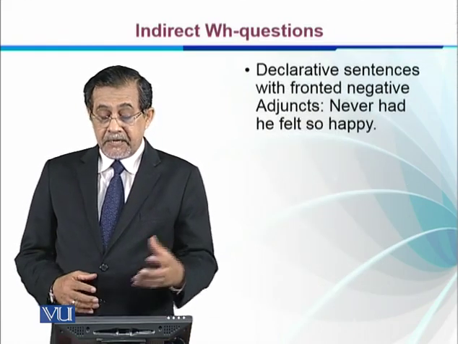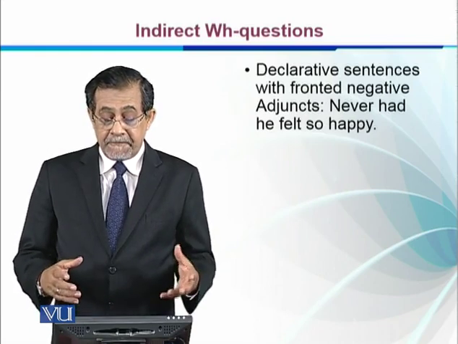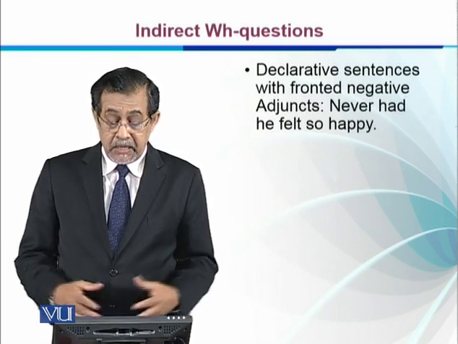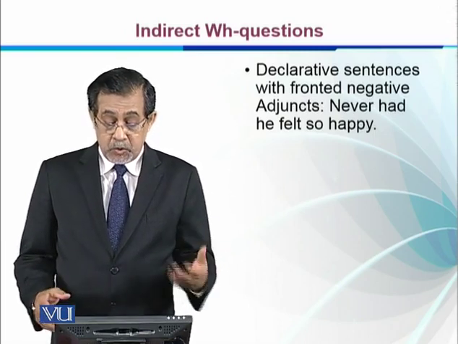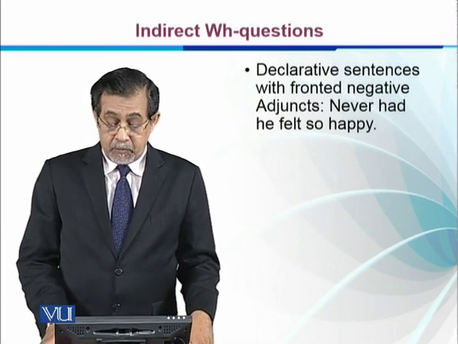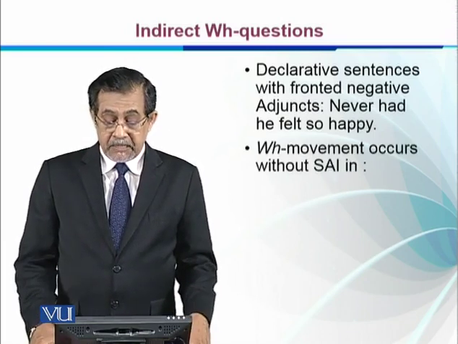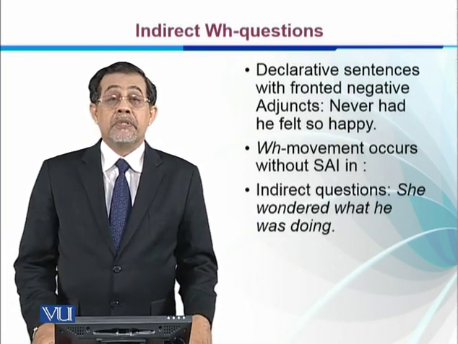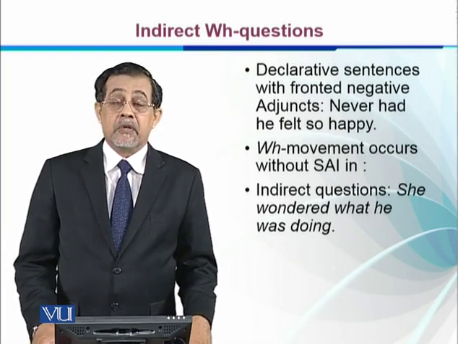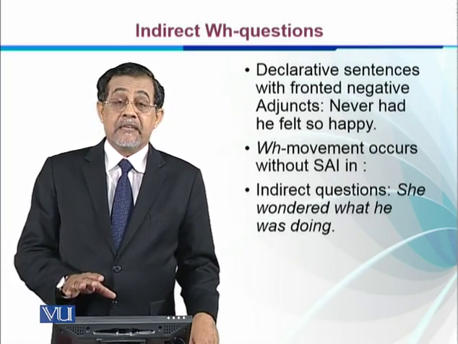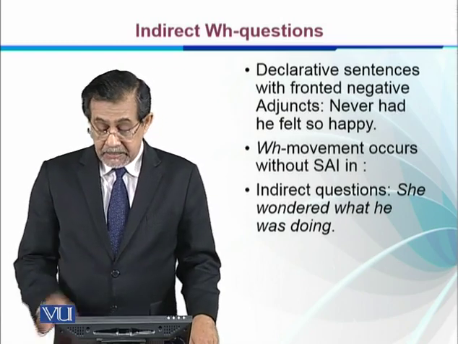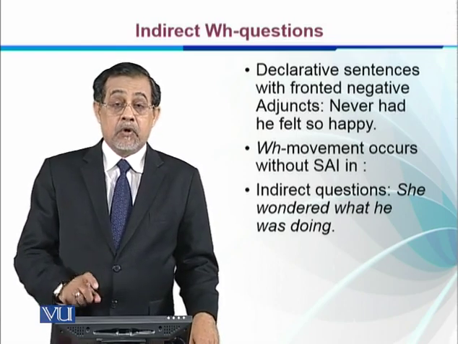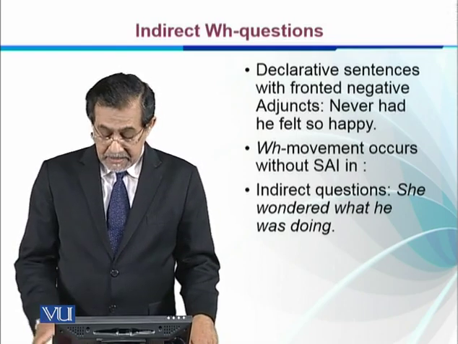Declarative sentences with fronted negative adjuncts: never had he felt so happy. We have already talked about no sooner, etc. These sentences do have SAI movement in them. So WH movement occurs without SAI in indirect questions. She wondered what he was doing. "What was he doing" is not correct here. And a lot of the time, when we are writing, we must take care that in indirect questions the order must not be that of SAI.